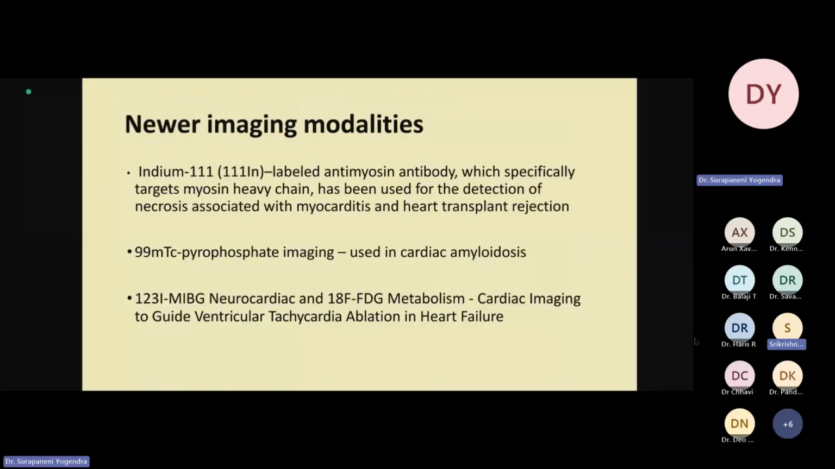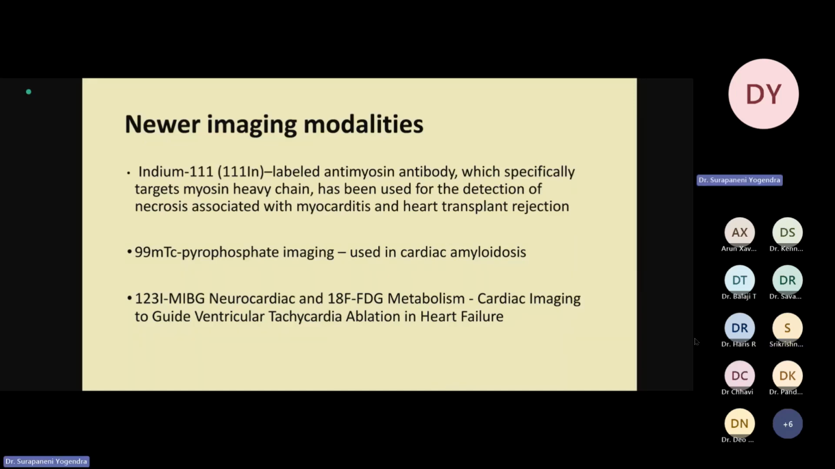Newer imaging modalities. Indium 111 labeled anti-myosin antibody, which specifically targets myosin heavy chain, has been used for the detection of necrosis associated with myocarditis and heart transplant rejection. Technetium-99 pyrophosphate imaging is used for diagnosis of cardiac amyloidosis. Then iodine-123 MIBG neurocardiac and 18 FDG metabolism cardiac imaging to guide ventricular tachycardia ablation in heart failure.